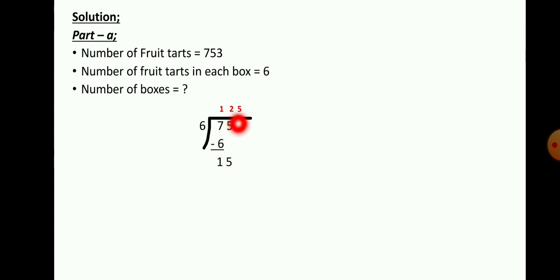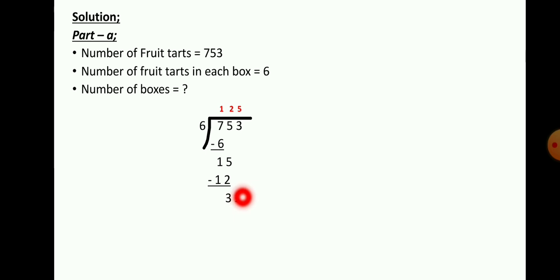So we'll write 2 here like this and we'll write minus 12 below. That means out of this 15, we just solved 12. Now minus it. So 1 minus 1 equals 0. 5 minus 2 equals 3. Okay, so here is the leftover 3.